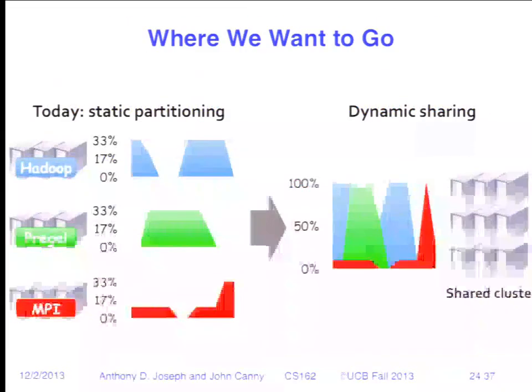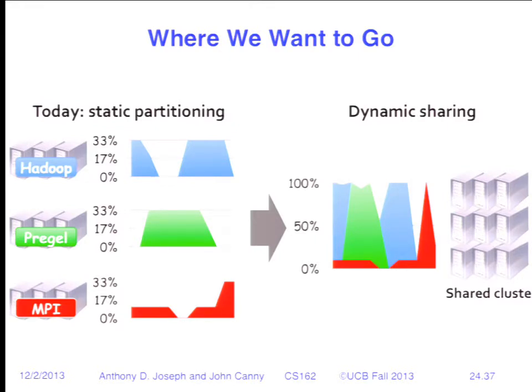So where we want to go is from this model of static partitioning. This is what they do in supercomputer centers. They divide their machines up into what they call lanes. So they have a lane that runs Hadoop, a lane that runs, say, Pregel, a lane that's running your MPI jobs. Right, so we have a data center, in this case, with 9 machines, and we've divided it up into 3 lanes of 3 machines.